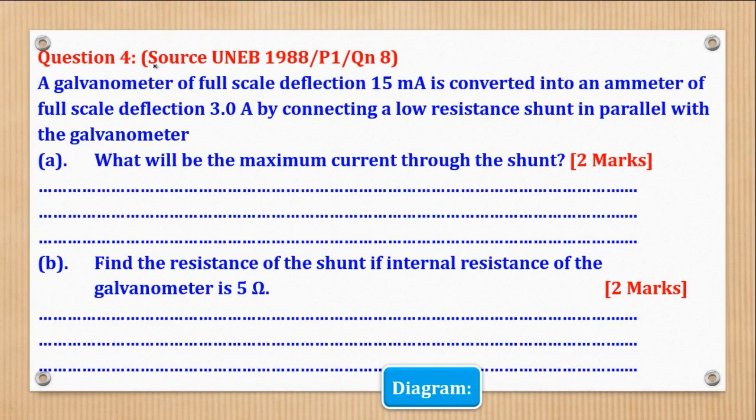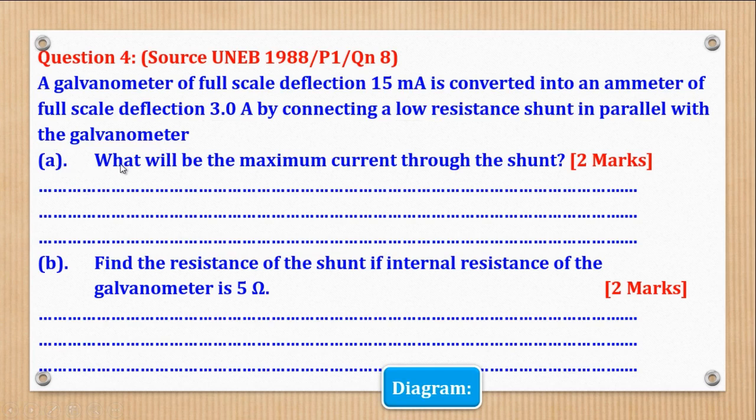Now we shall go to question 4. Question 4 came from UNEB 1988, paper 1, question 8, and it says that a galvanometer of full scale deflection 15 milliamps is converted into an ammeter of full scale deflection 3 amps. So from 15 milliamps to 3 amps by connecting a low resistance shunt in parallel with the galvanometer.